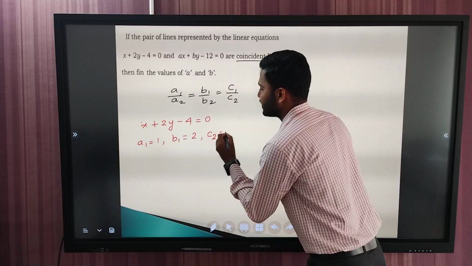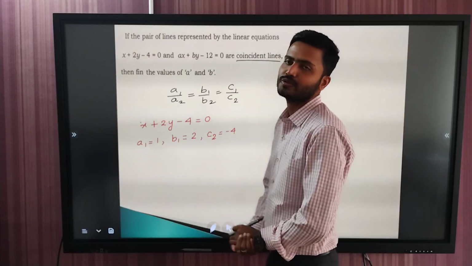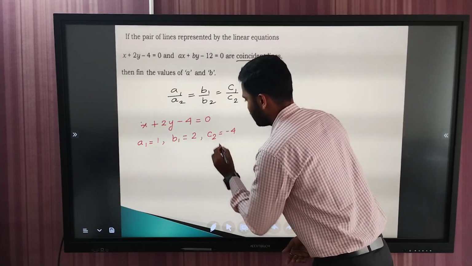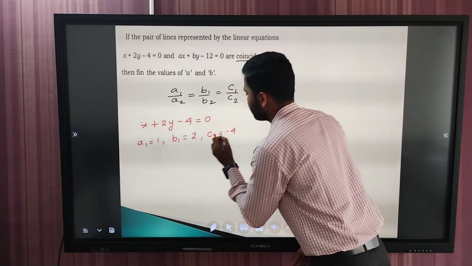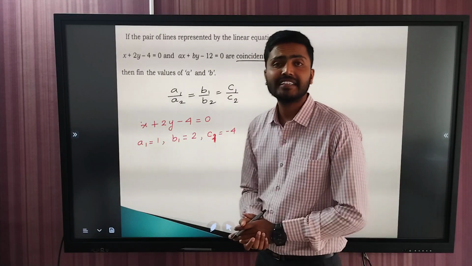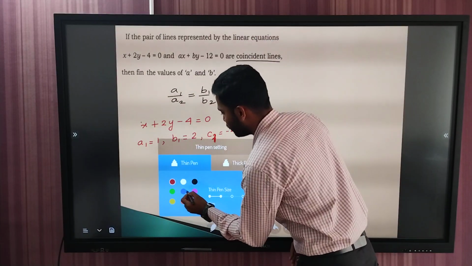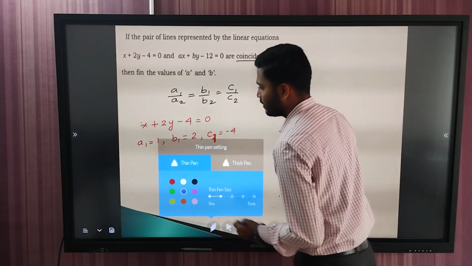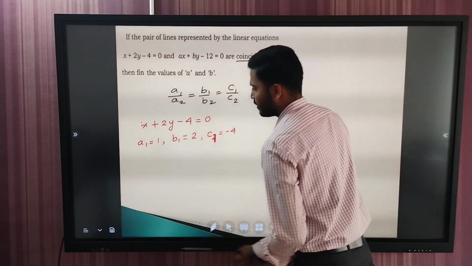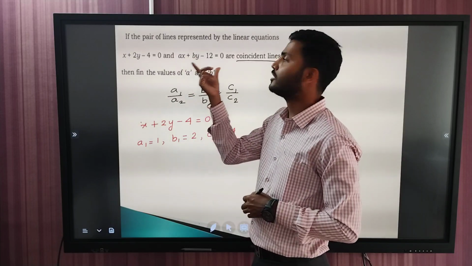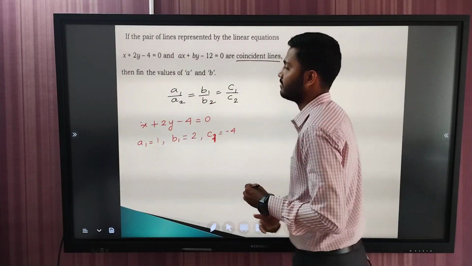What about c1? So c1 is going to be equal to minus 4. Similarly, let us now write down the values of a2, b2 and c2 for the other equation.